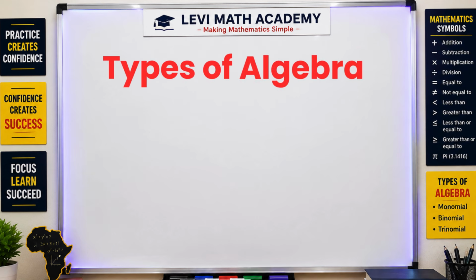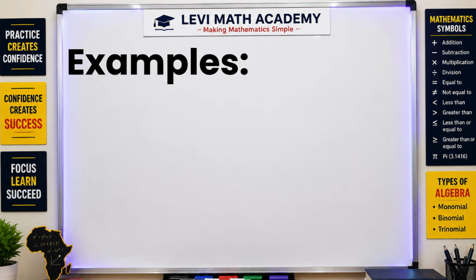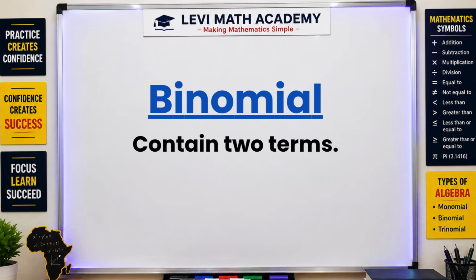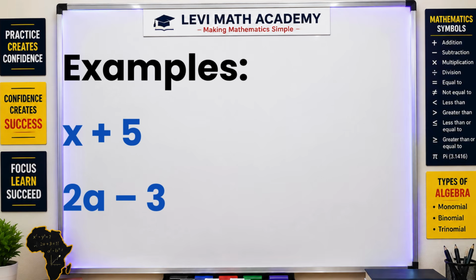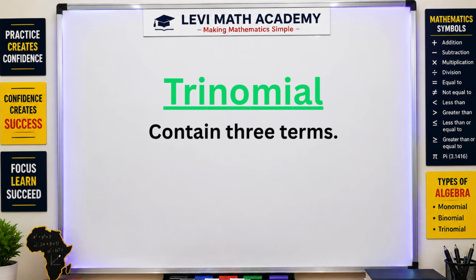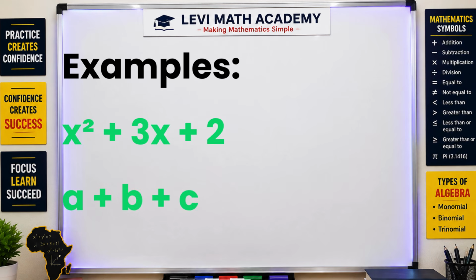Types of algebra. There are three common types. Monomial contains one term. Examples: 5x, 3a. Binomial contains two terms. Examples: x + 5, 2a - 3. Trinomial contains three terms. Examples: x² + 3x + 2, a + b + c. With this, we understand the different types of algebra.